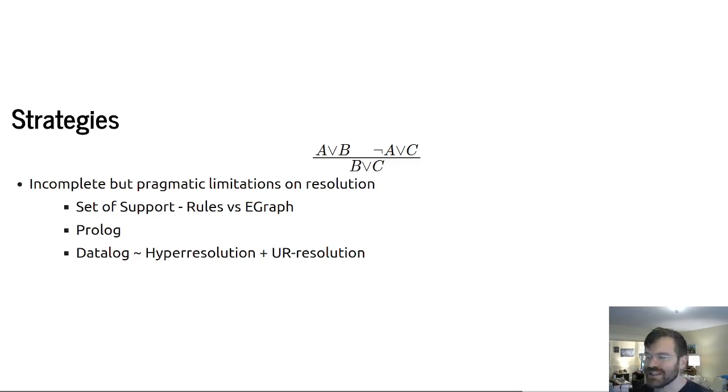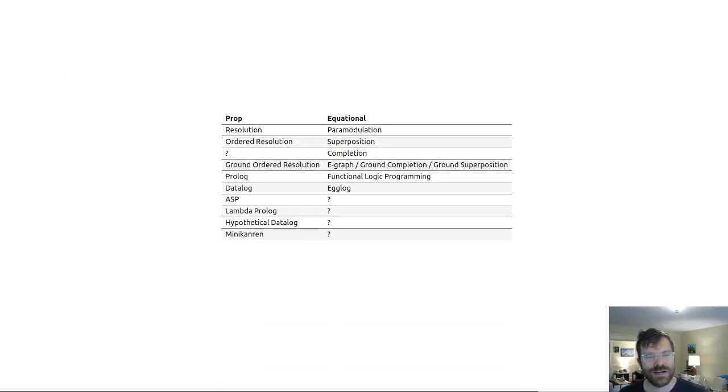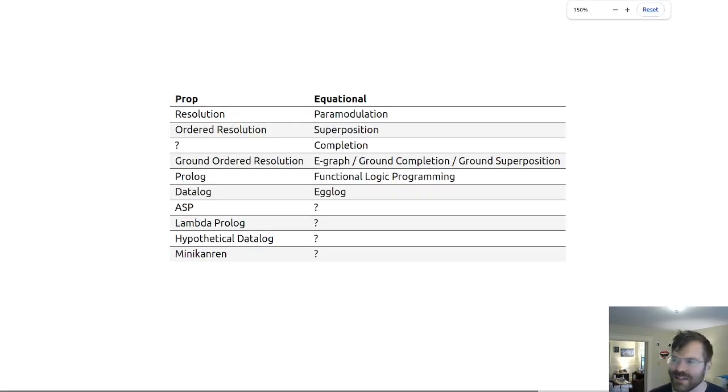But also note, interestingly, that Prolog and Datalog can be seen, and historically kind of come from, being incomplete strategies on resolution. And there is an interesting chart one can make relating propositional theorem proving and equational theorem proving. And there are some boxes on here that I don't know what goes in, which is, you know, a methodology for generating ideas and projects. So resolution is very similar to paramodulation. Ordered resolution is like superposition. Not exactly sure what completion corresponds to in the propositional case. Maybe there's no good analog there.